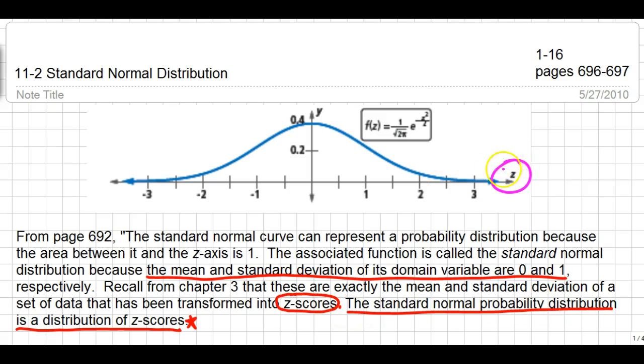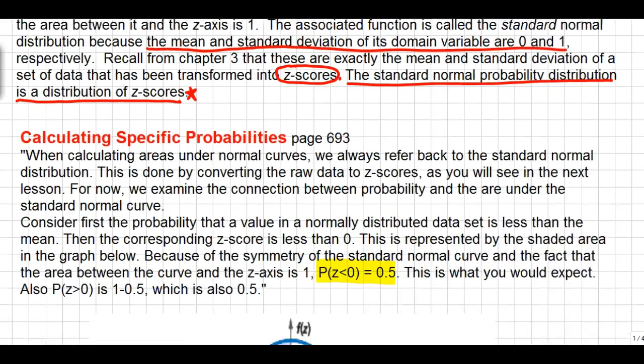So we didn't know yesterday when we did lesson 11.1 that those were z-scores, but now I want you to know that moving forward. When you calculate specific areas under a normal curve, we always refer back to the standard normal distribution. This is done by converting the raw scores into z-scores, as you'll see in lesson 11.3. For now, we're going to examine the connection between probability and the area under the standard normal curve.